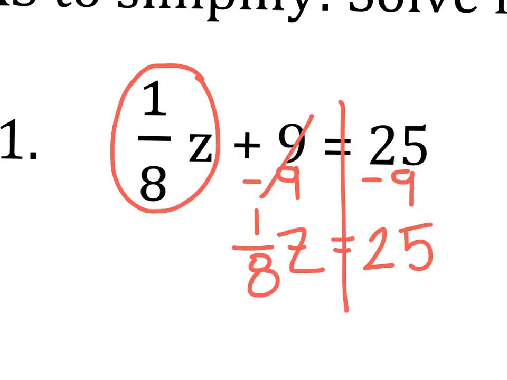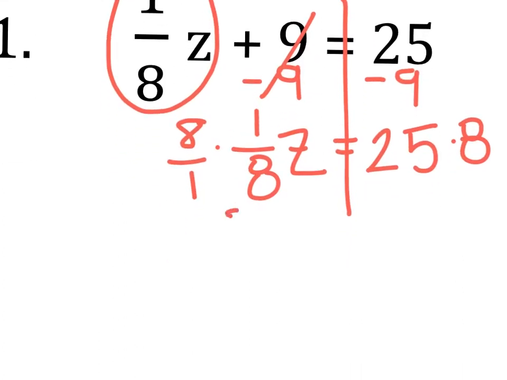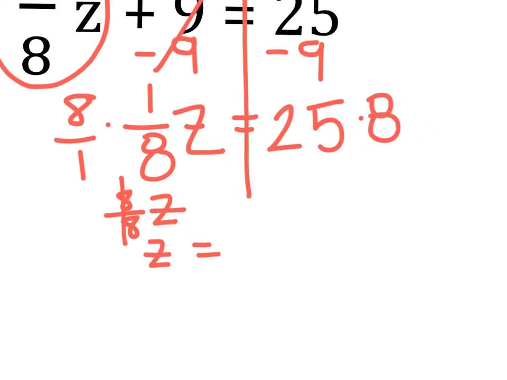You always multiply, if it's a fraction, by the denominator because that's what you want to get rid of. So my denominator is 8. I'm going to multiply this side by 8 over 1. It's a fraction, so I'm going to make it a fraction, and then over here you have it by 8. So 8 over 8 z is 1 z, so it's just z by itself, and then 25 times 8. Well, some of you can do that in your head. 8 times 2 is 16, plus 4 is 20, so that's 200.